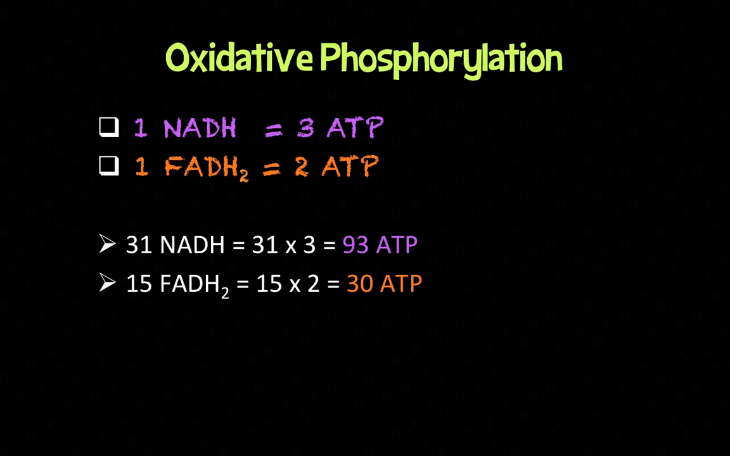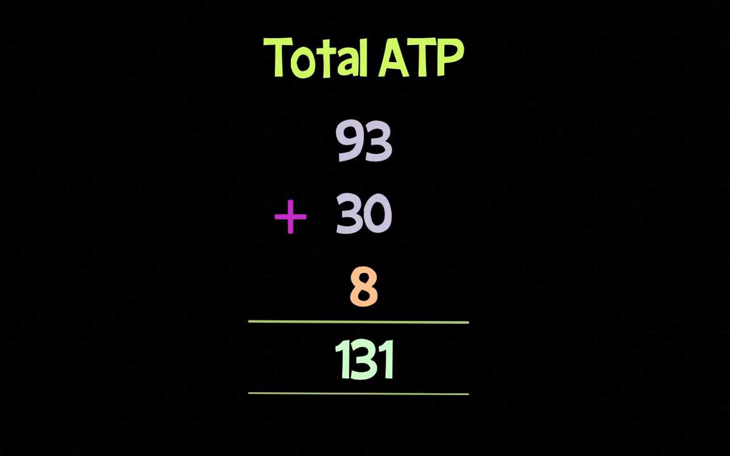And for one NADH, you're going to get 3 ATP, and for one FADH2, you're going to get 2 ATP. So we had 31 NADH in total, so that's going to give us 93 ATP, and we had 15 FADH2, so that's going to give us 30 ATP. So now we can sum up. We have 93 ATP coming from NADH, 30 ATP coming from FADH2, and 8 we got from the TCA cycle. So in total, we have 131 ATPs being produced from this one palmitate molecule.